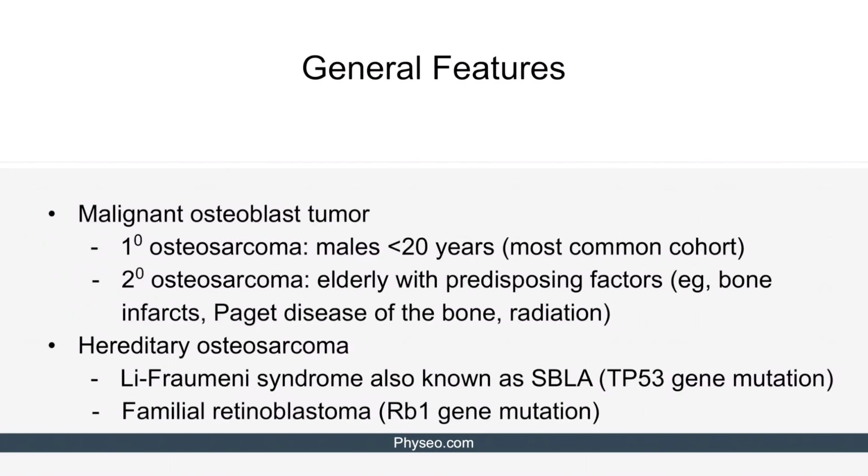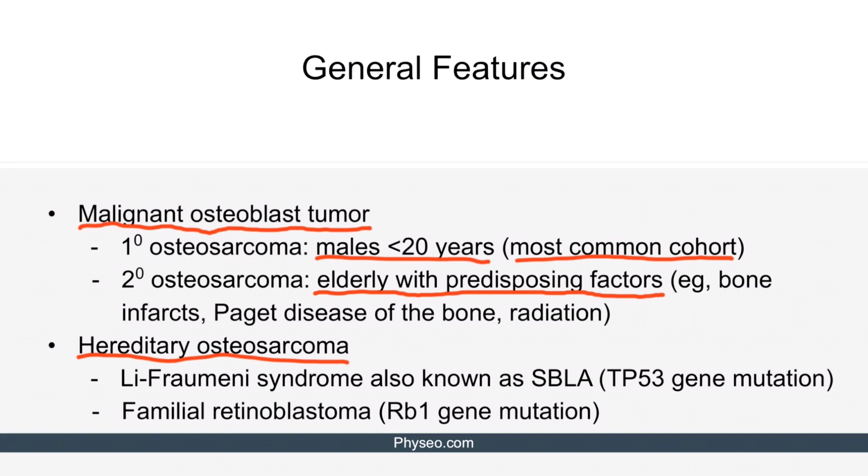Osteosarcoma is a malignant osteoblast tumor. Primary osteosarcoma is common in males less than 20 years of age. In fact, this is the most common cohort of osteosarcoma patients. Secondary osteosarcoma, on the other hand, is present in elderly people with predisposing factors such as bone infarcts, Paget disease of the bone, or bone radiation.